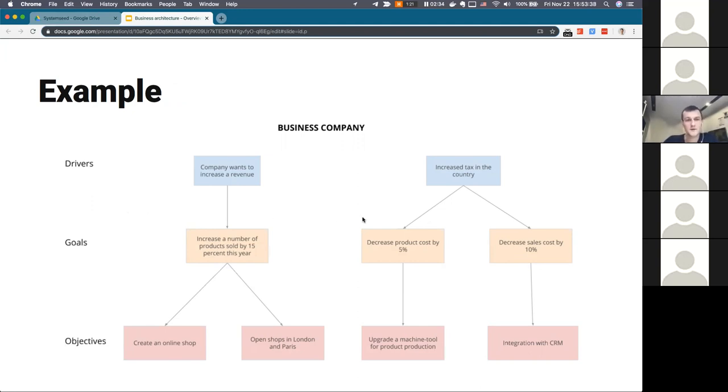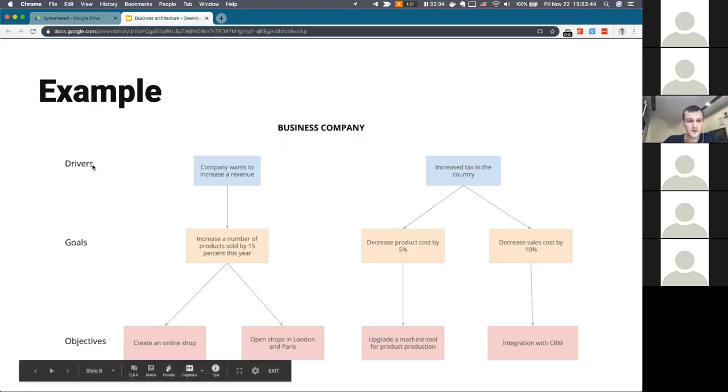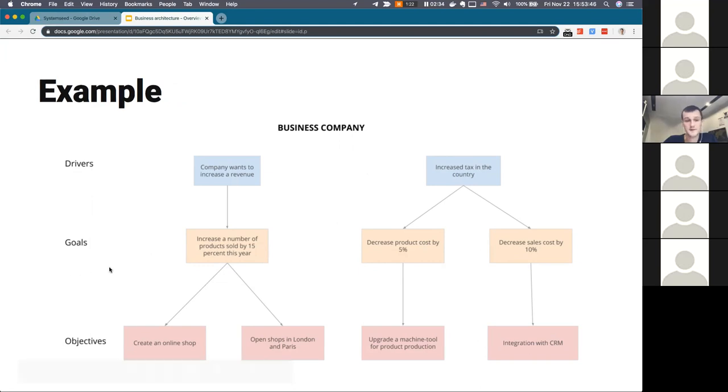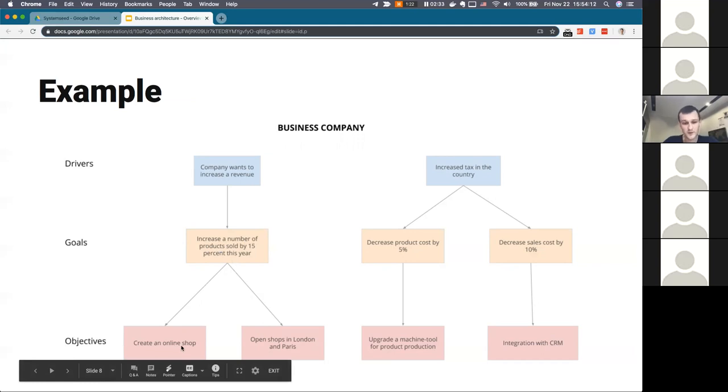This is the way this business architecture can be documented. There are 3 sections: drivers, goals, and objectives. Let's review some points. First, the driver: the company wants to increase the revenue. As a goal to react to this driver, we define to increase the number of products sold by 15% this year. And the particular actions, objectives, what we need to do to achieve this goal, is to create an online shop and open a shop in Paris.